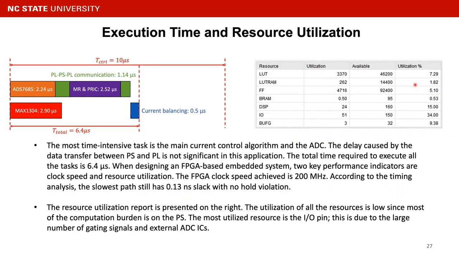On the right is the resource utilization report. The utilization of all the resources is quite low since most of the computation burden is on the PS side. The most utilized resource is the I/O pin. This is due to the large number of gating signals and also the external ADC ICs.